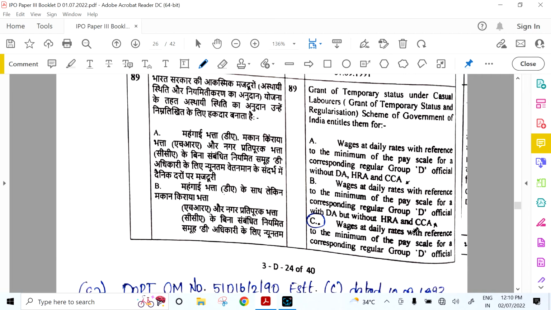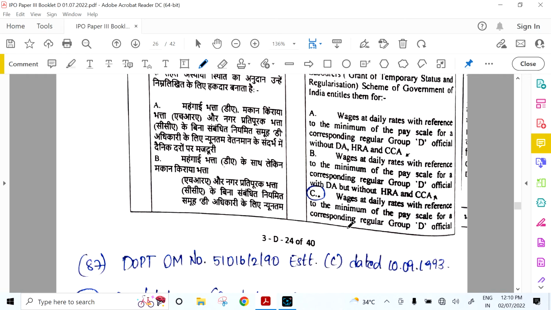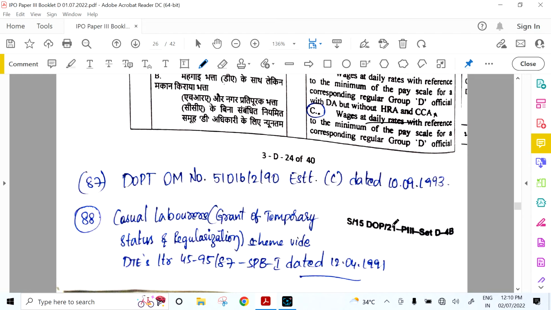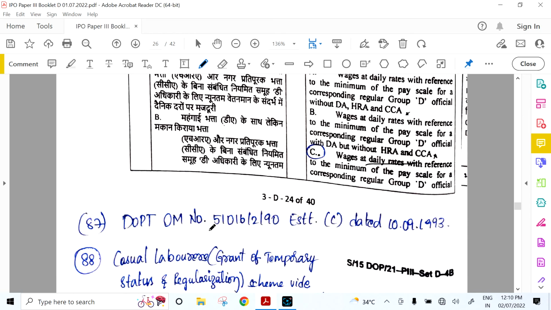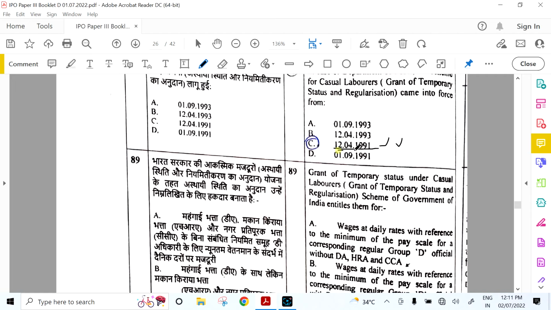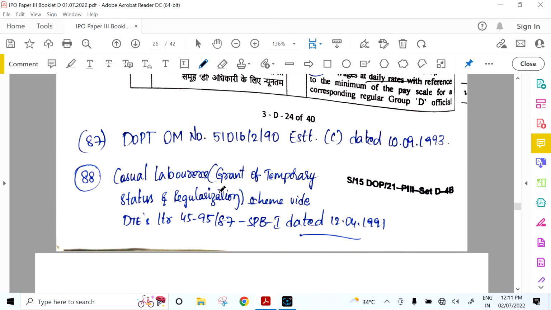The grant of temporary status under the Casual Labourers Grant of Temporary Status Scheme of Government of India entitles them to wages at daily rates with reference to the minimum of the pay scale for the corresponding regular Group D official. 87: 1993 is as per DOPT OM number 51016/2/90-STT(C) dated 10/9/93, and 88: 12/4/1991 is as per the Casual Labour Grant of Temporary Status Scheme vide Directorate letter number 45/9/87-SPB-1 dated 12/4/1991.